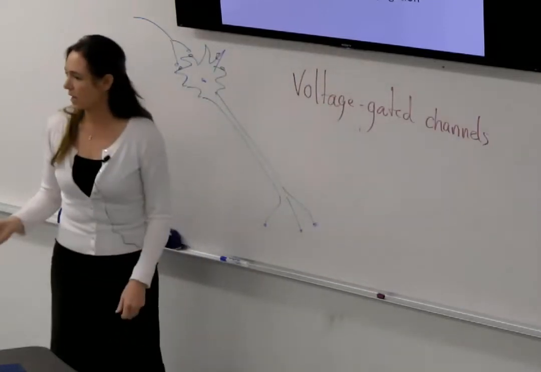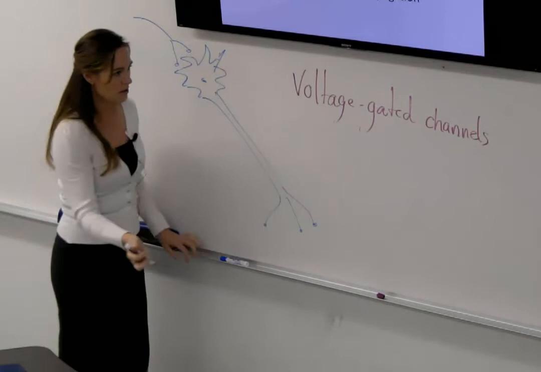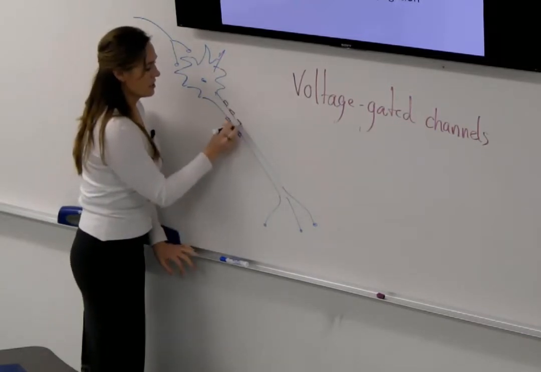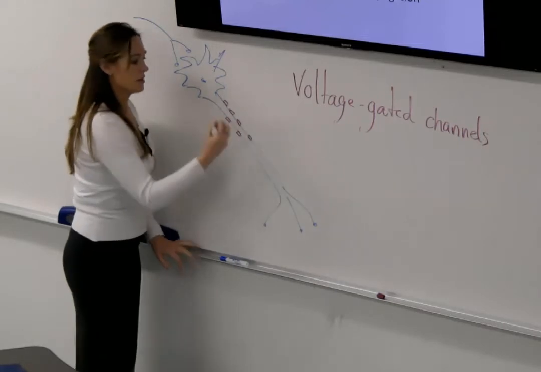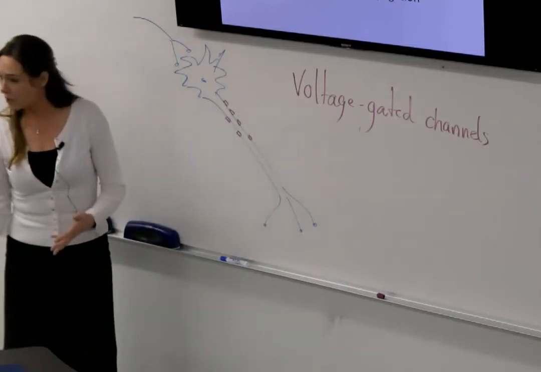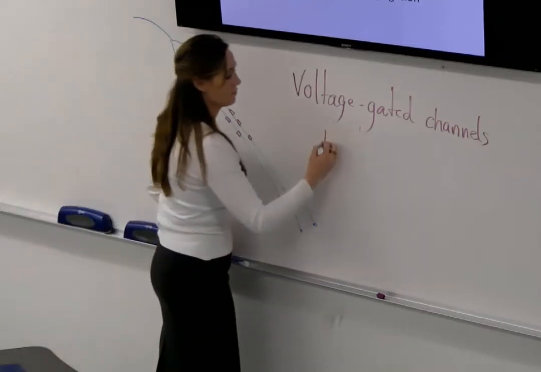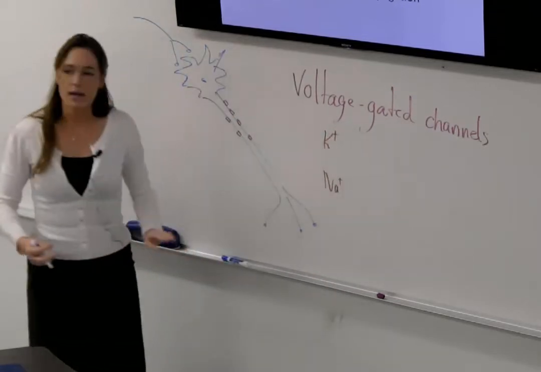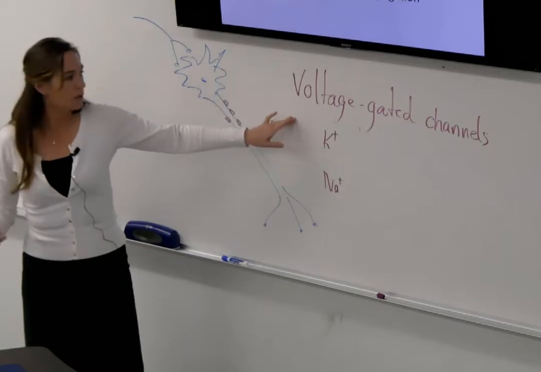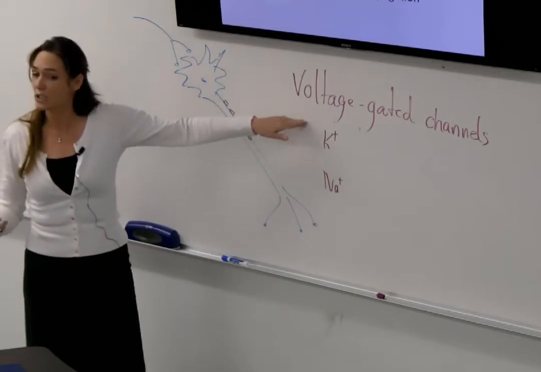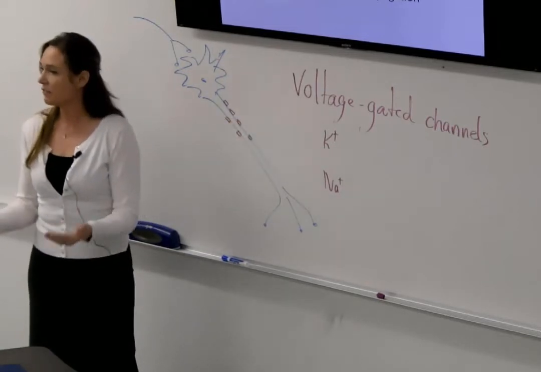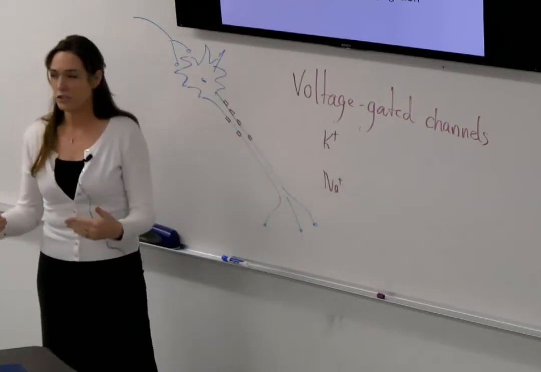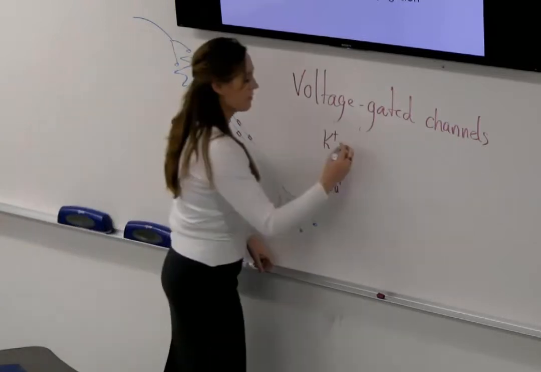Where are they going to be located? They're going to be located on the axon. So we have little channels all along here. They're going to be either potassium, which would be K+, or they're going to be sodium. Because it's voltage gated, it doesn't care about chemicals around, but it cares about the voltage. So at a specific voltage value, they will open, and at a specific voltage value, they're going to close again.